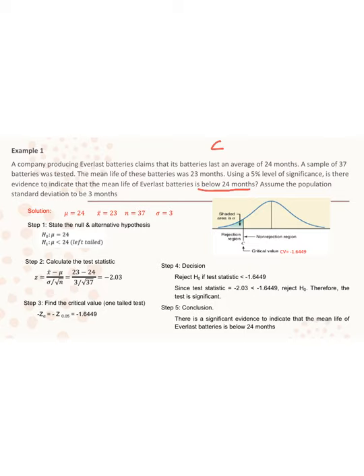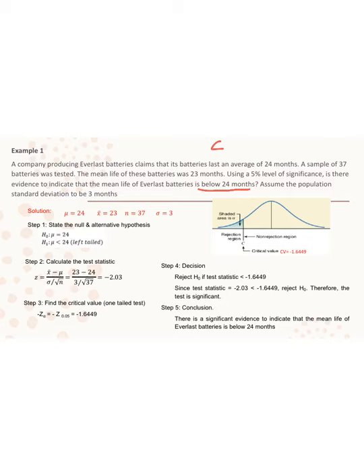Okay, step number 2. We want to calculate the test statistic. So remember the formula. The formula that we will use here is x bar minus mu over sigma divided by square root n. And so we get value of z equals to negative 2.03.